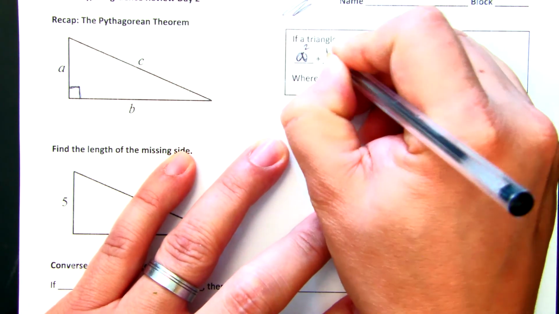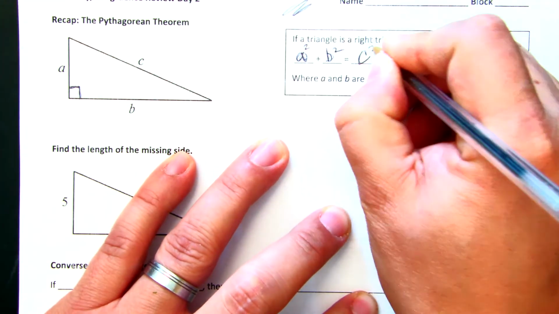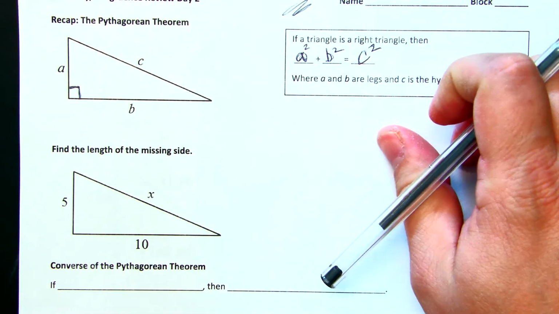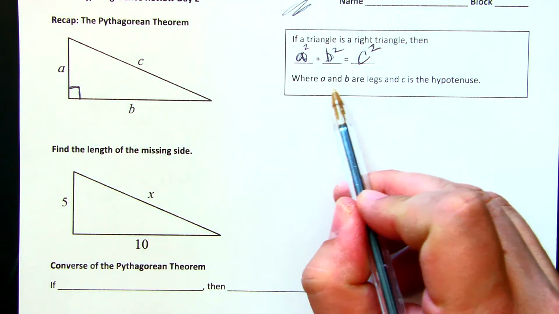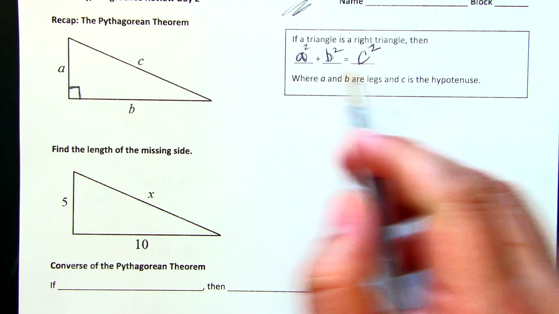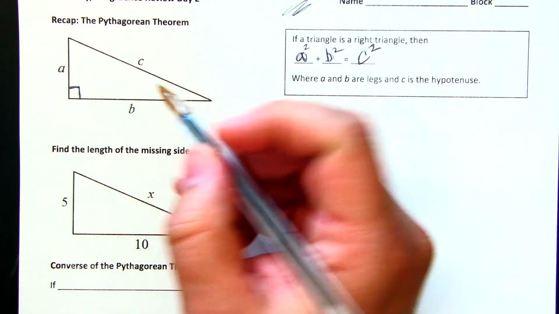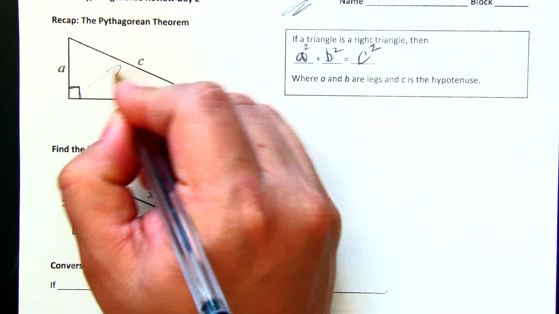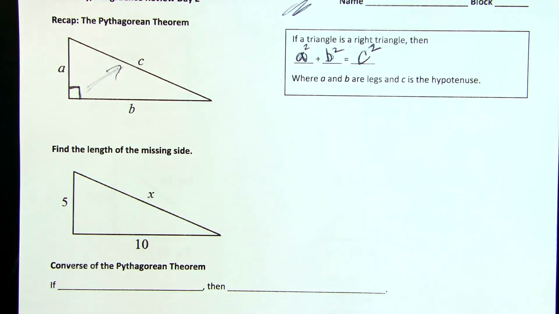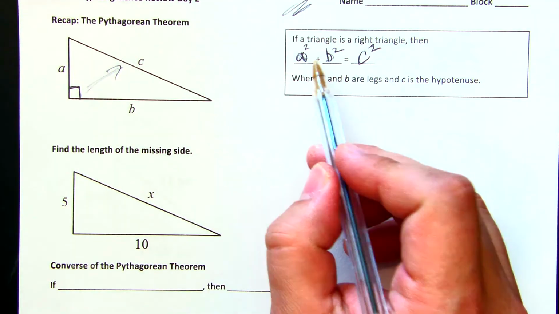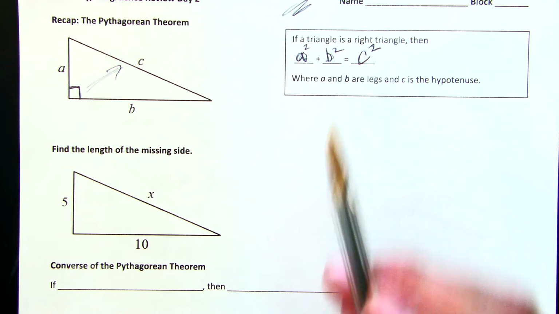A squared, b squared, c squared. Where a and b are the legs of the triangle, and c is the hypotenuse. The legs are the two sides that aren't the hypotenuse. The hypotenuse is the side across from the right angle. So if it's a right triangle, a squared plus b squared equals c squared.